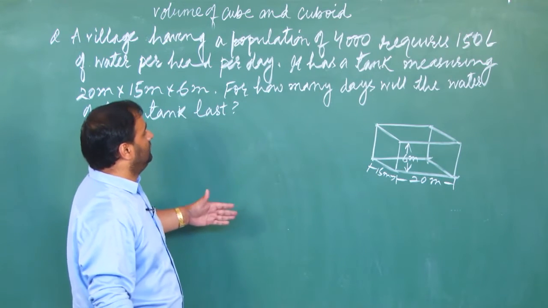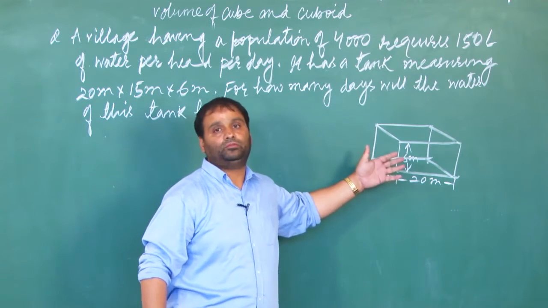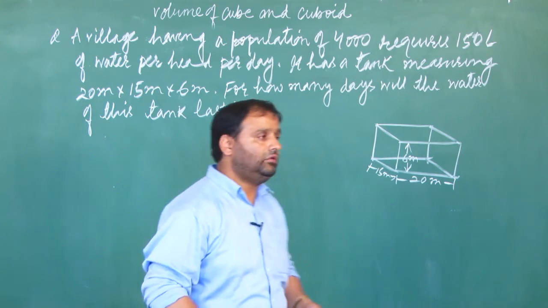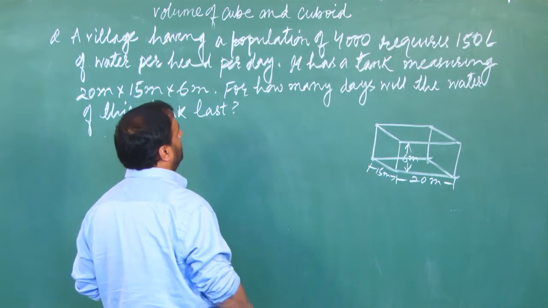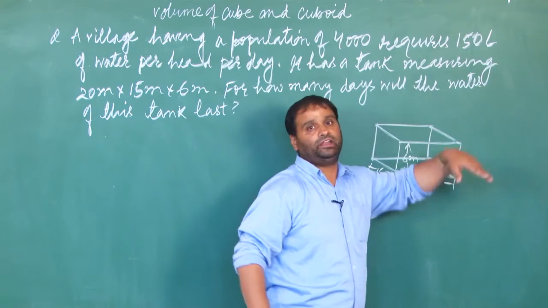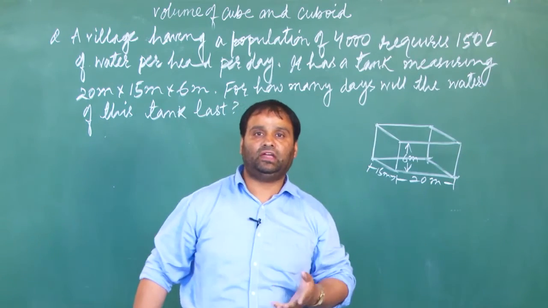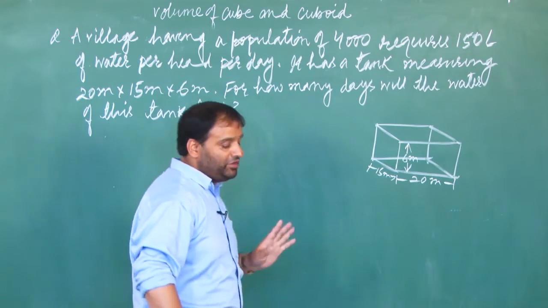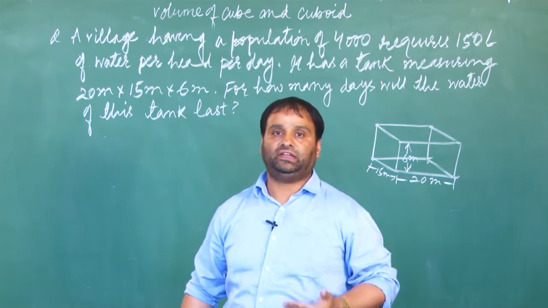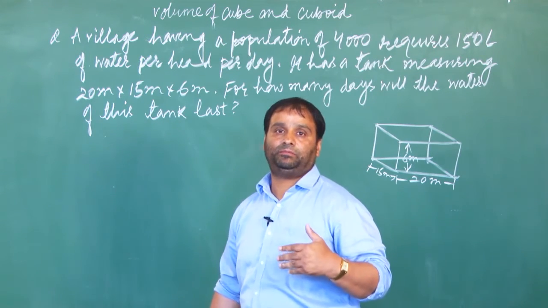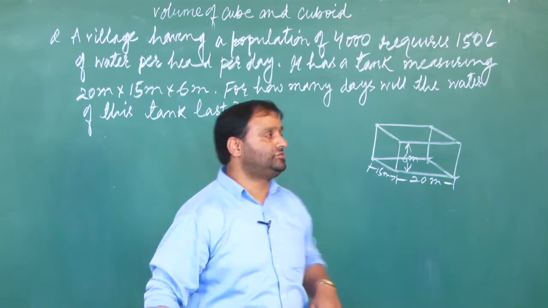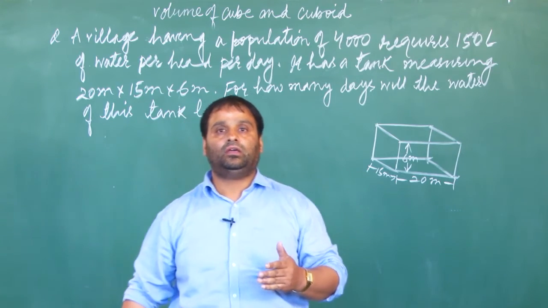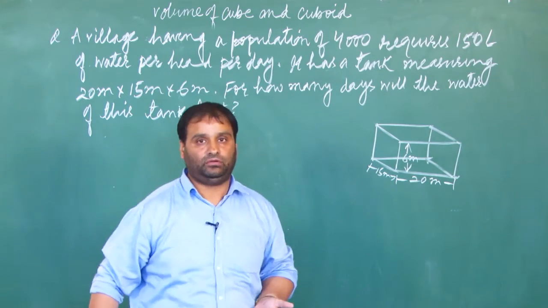Now, the volume of that cuboidal tank is the volume of the water contained in the tank. And the water is consumed at 150 liters per day per head. One person, either man or woman, girl or boy or child, anyone, consumes 150 liters of water for one day. And we have 4,000 people living in that village who consume this water from that tank. Our question is, for how many days will the water of that tank last?